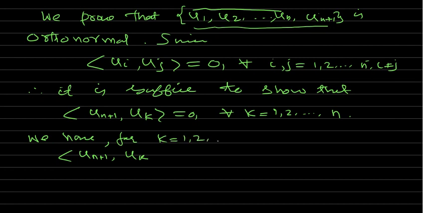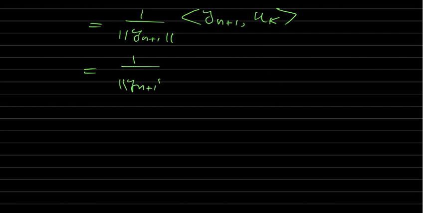Okay, k runs from 1 to n. So this is equal to inner product of yn plus 1 divided by norm of yn plus 1 with uk. Okay, and that's equal to 1 divided by norm of yn plus 1 times inner product of yn plus 1 with uk. Okay, so this one is equal to 1 divided by norm of yn plus 1 times inner product yn plus 1.